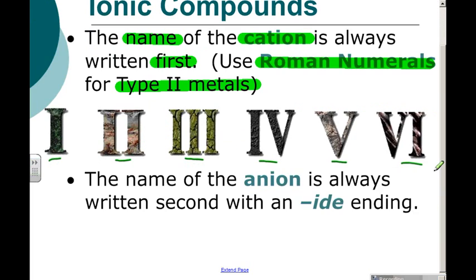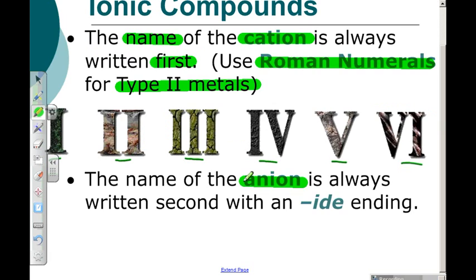Once you've written the name of the cation, then you're ready to write the name of the anion. The anion, remember, is the negatively charged ion. It will always be written second. So the metal always comes first and then the nonmetal. Remember that when we named anions, they had to get this IDE ending. So we will continue to do that here. Are you ready to try some examples?